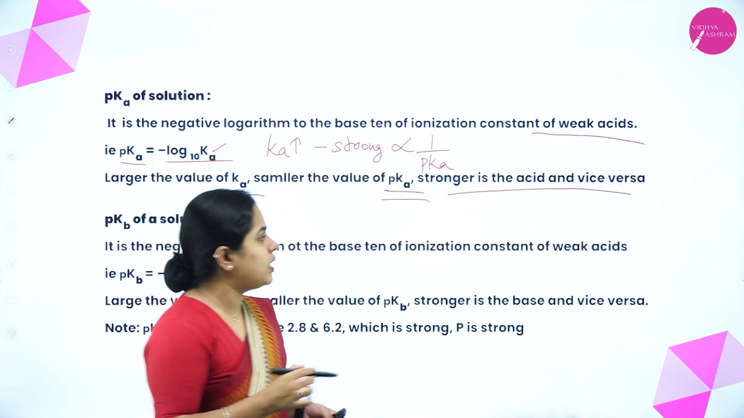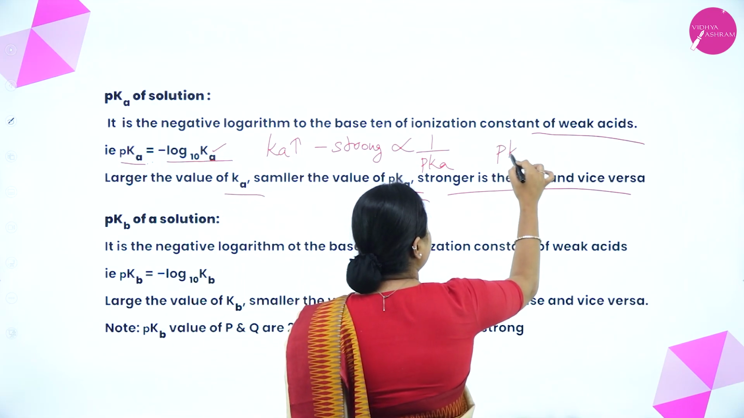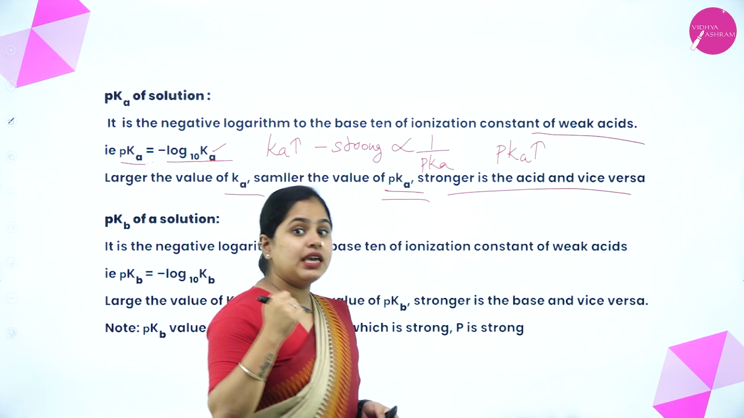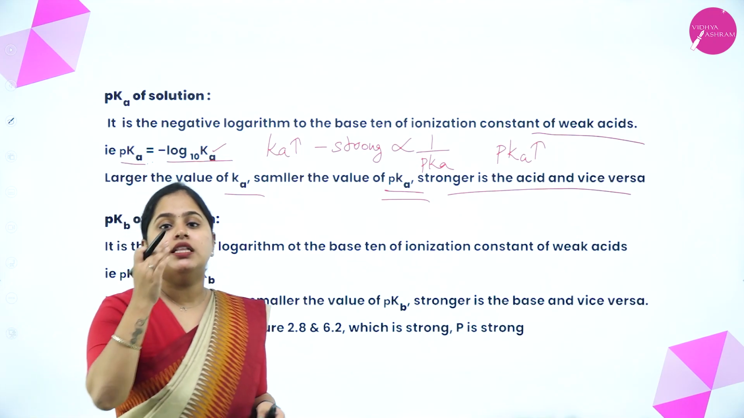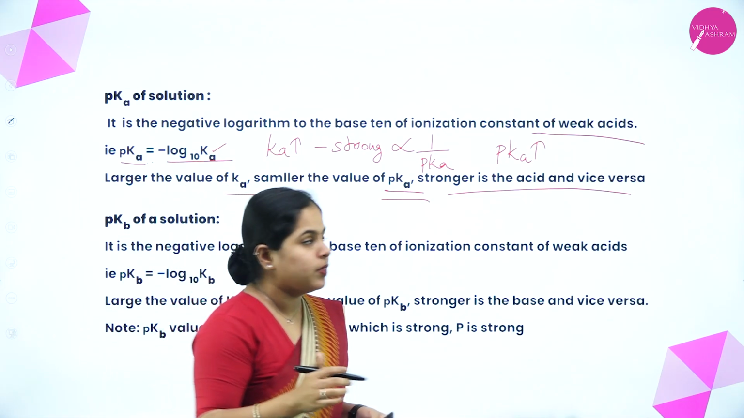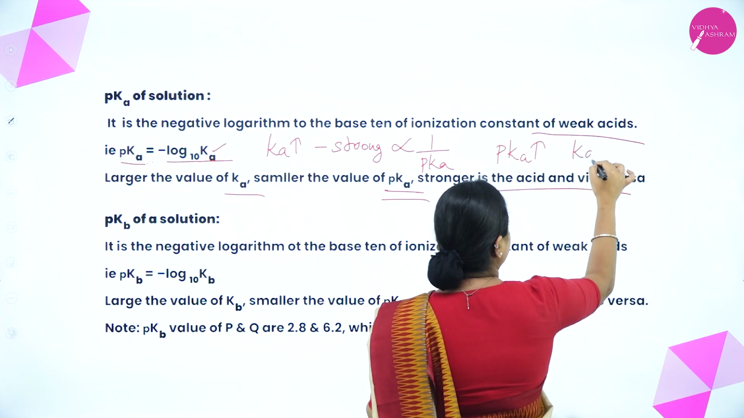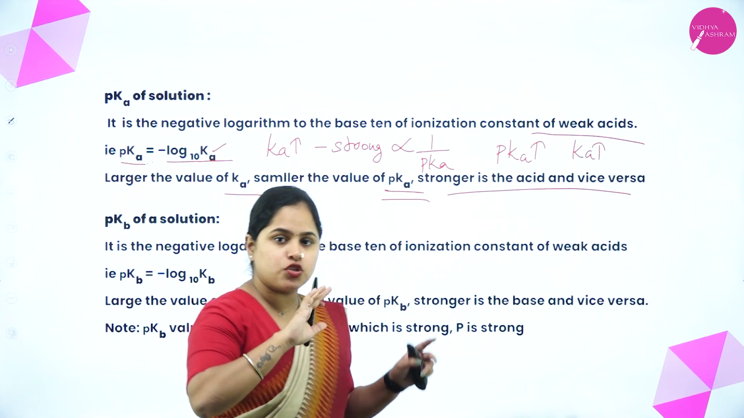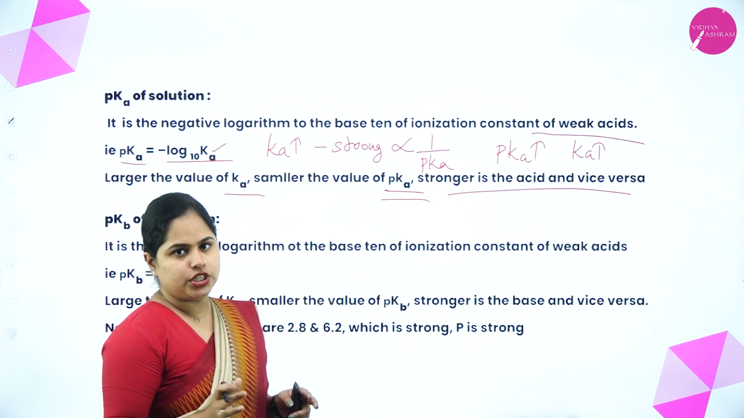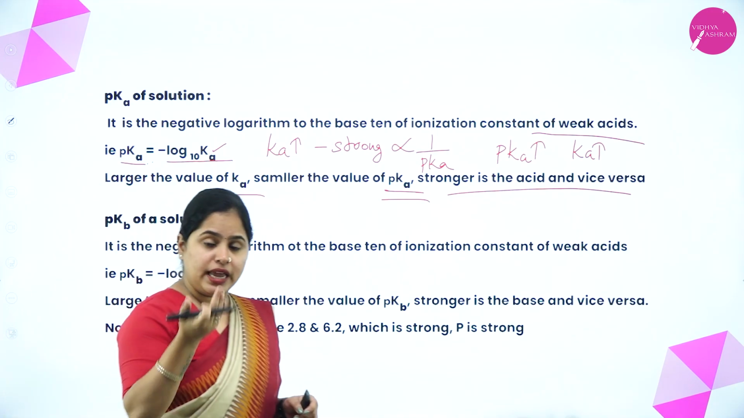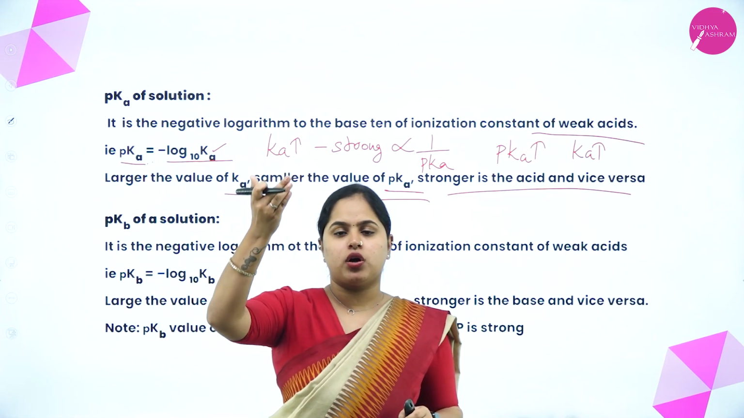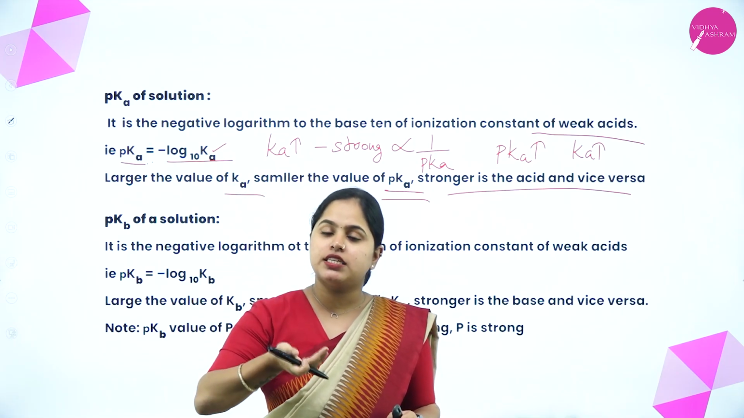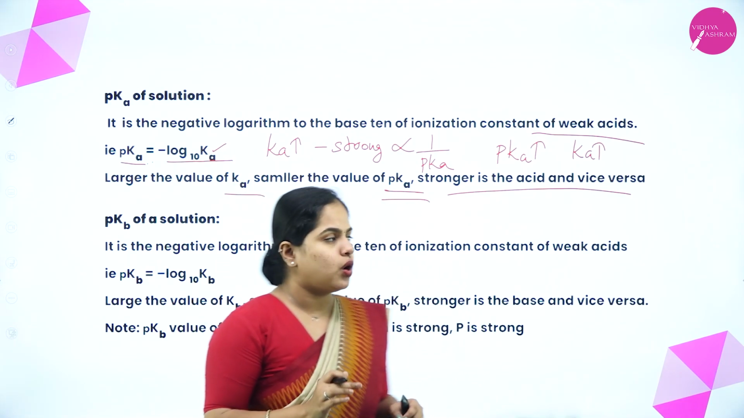Okay. So for example, if I am telling you the pKa value is very high, it means the acid will be very weak. And if the Ka value is very high, it means the acid will be stronger. So they are opposite to each other. I hope it is clear. So when Ka is high, the acid will be stronger. When pKa is high, the acid will be weaker. Okay. So I hope it is clear.